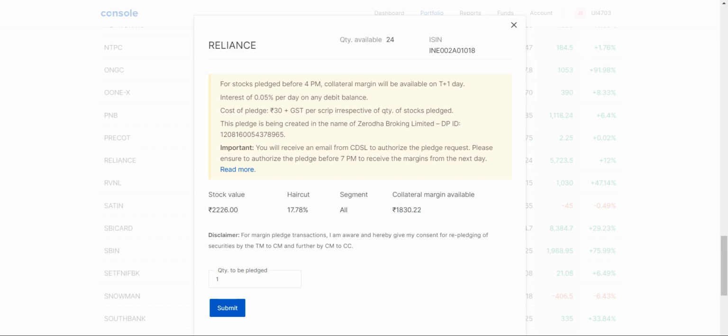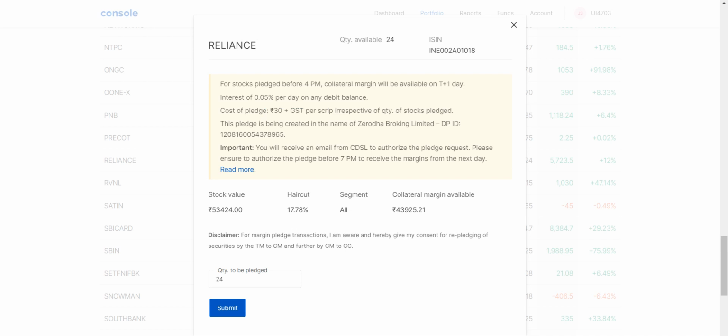The quantity depends on you only. I have an available quantity of 24 with me, so I can pledge 1, I can pledge 20, I can pledge even 24. For doing this activity, you have to pay a certain amount of charges, which is 30 rupees plus GST per script. So if you do Reliance, you have to pay 30 rupees plus GST. If you do this activity for another stock, then also you have to pay this amount.